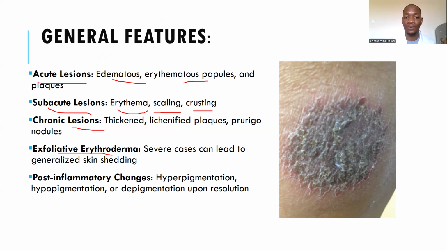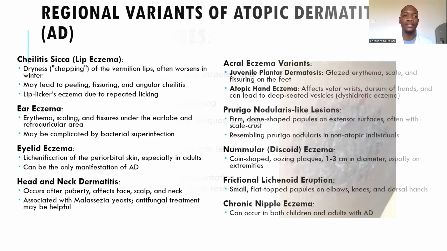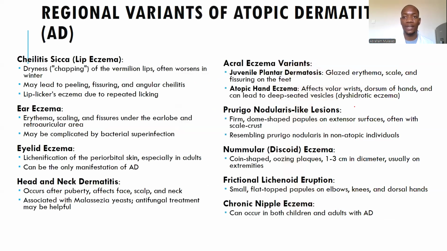Then after that, we also have what we call the post-inflammatory changes, which can either be hyperpigmentation or hypopigmentation. And in some cases, some patients can actually end up getting depigmentation, where it may look like vitiligo, yet this is a sequela of atopic dermatitis. Then we have what we call regional variants. So sometimes in some individuals, you'll find that they don't get the overt or the typical atopic dermatitis covering everywhere. So they end up with what we call regional variants, like atopic lesions, but located on only a particular site of the skin.